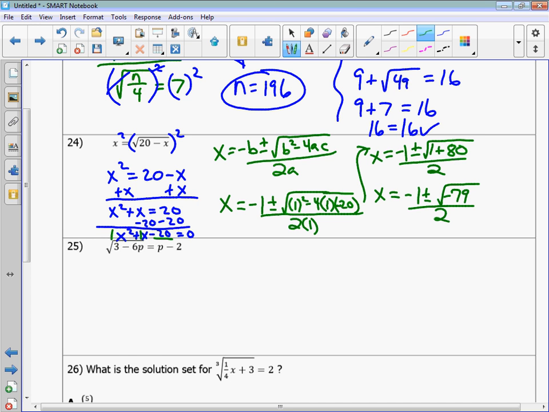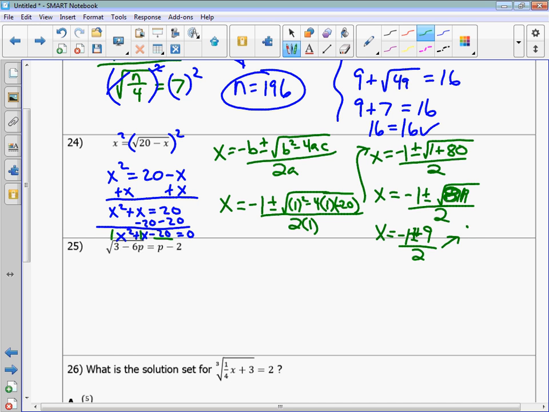So negative 1 plus 9 is 8. I'll break this up, so there are two different answers here. Negative 1 plus 9 is 8, divided by 2 is 4. The other answer is negative 1 minus 9, which is negative 10, divided by 2 is negative 5. You should check both of those answers to make sure that they are correct.